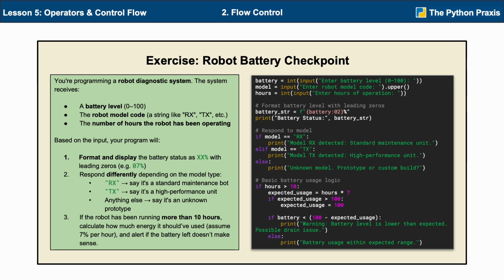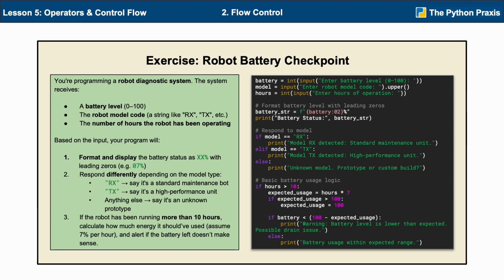The first if condition checks if the model of the robot is RX. And if it is true, it prints the message, "Model RX detected, standard maintenance unit." In case the if condition is false, Python proceeds to the next line and the second condition check. Using the elif for the second condition, we check whether the robot model is TX. If this is true, Python prints the message, "Model TX detected, high performance unit."